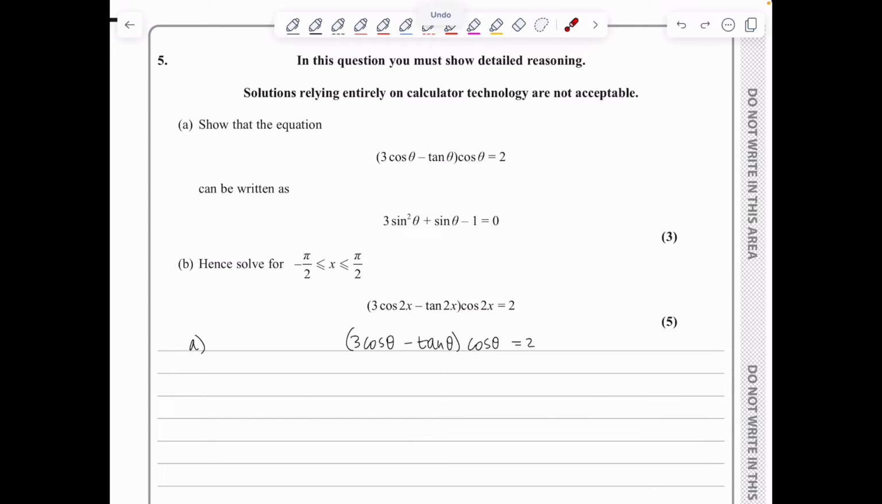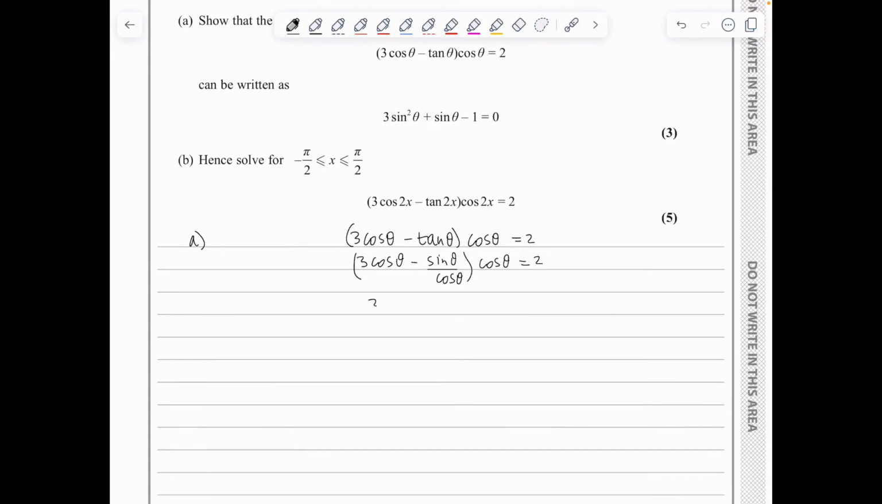So let's start with what we are given. The first obvious step is to write tan theta as sine over cos, so 3 cos theta minus sine theta over cos theta times cos theta is 2. I could then expand to get 3 cos squared theta minus sine theta is equal to 2. We do know that cos squared plus sine squared is 1, so I'll be using this identity to substitute cos squared with 1 minus sine squared. So 3 times 1 minus sine squared theta minus sine theta is 2.